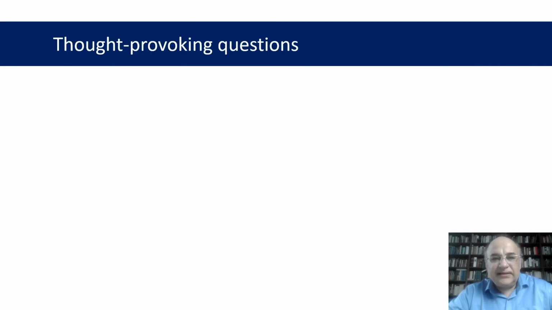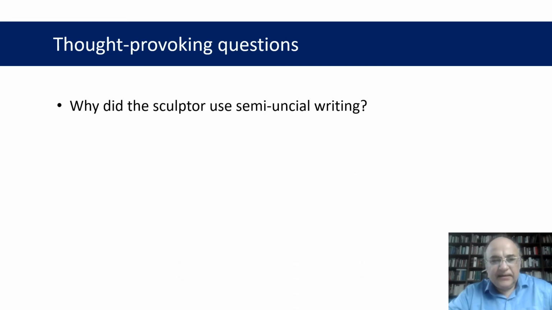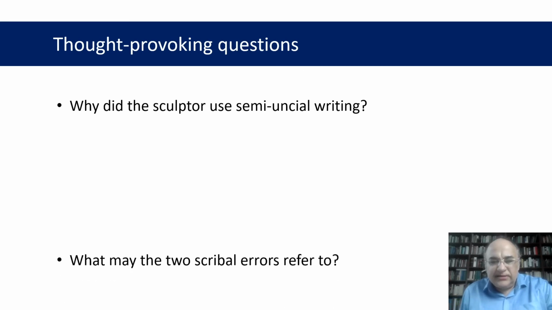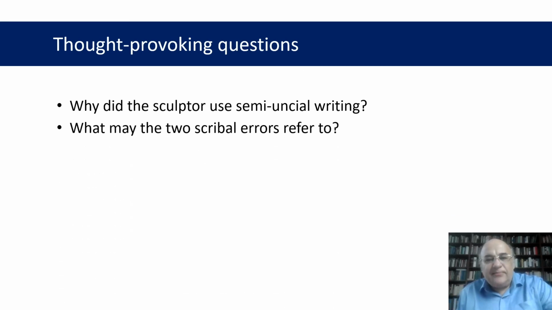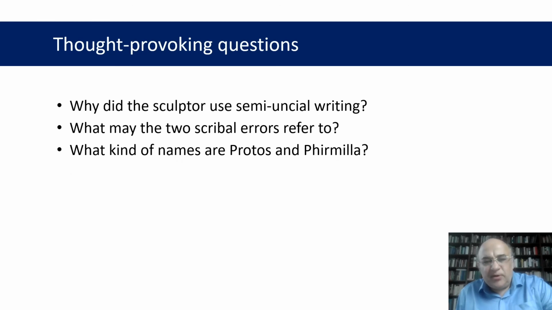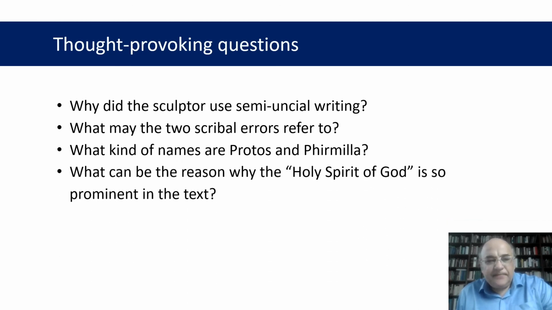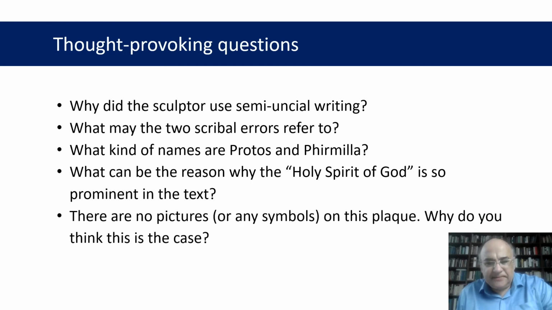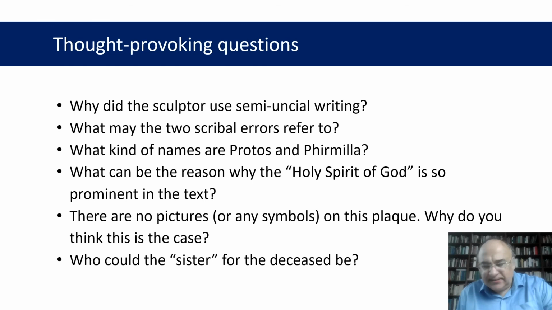And finally, let us see some thought-provoking questions. Why did the sculptor use semi-uncial writing? What may the two scribal errors refer to? What kind of names are Protos and Firmilla? What can be the reason why the Holy Spirit of God is so prominent in the text? There are no pictures or any symbols on this plaque. Why do you think this is the case?